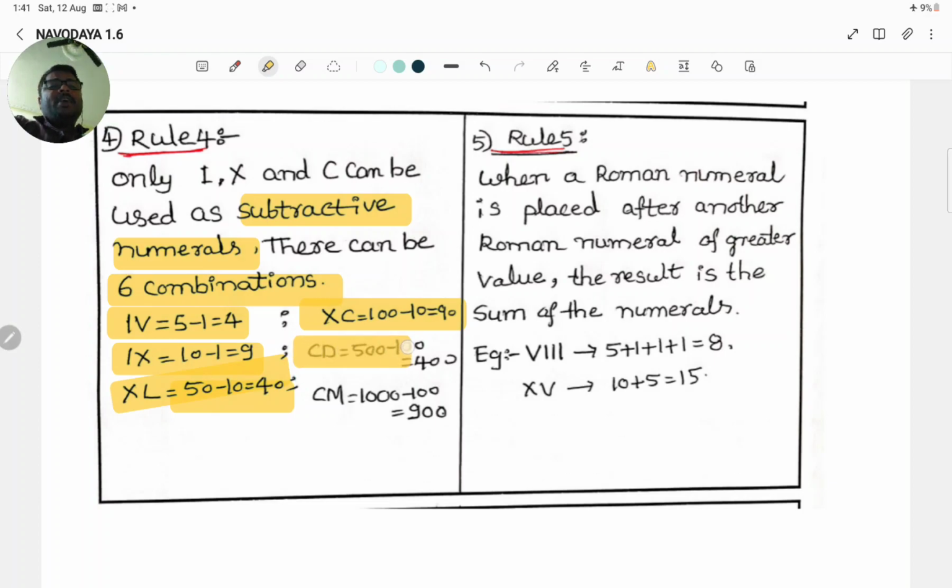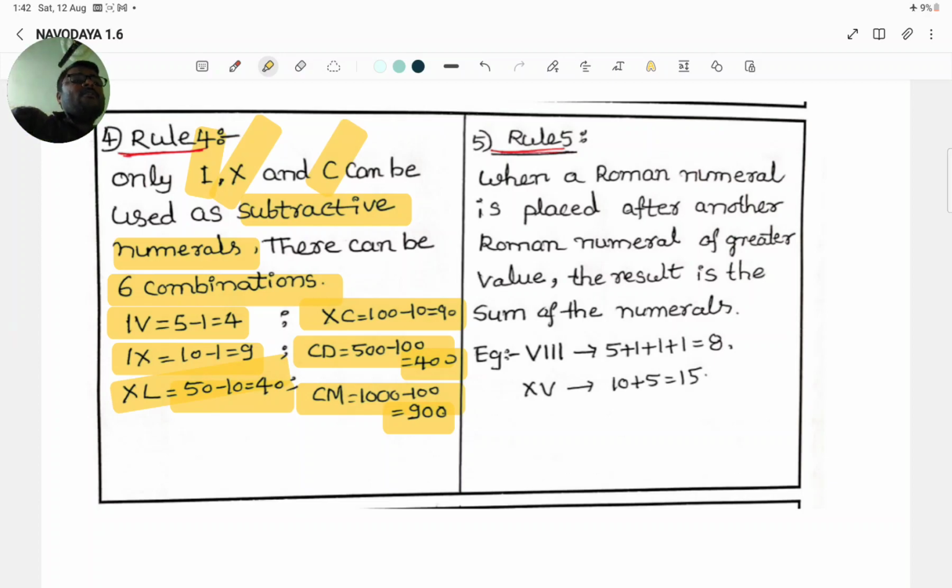Next, CD. D is 500. C is on the left side of, or before, the D. So we have to subtract 100 from 500. Now we will get 400 as the answer. Next, CM. M is 1000. C is before the M, or on the left side of the M. We have to subtract 100 from 1000. We will get 900. This rule explains that when you are writing Roman numerals, only 3 numerals, that is I, X, C, can be used as subtractive numerals.